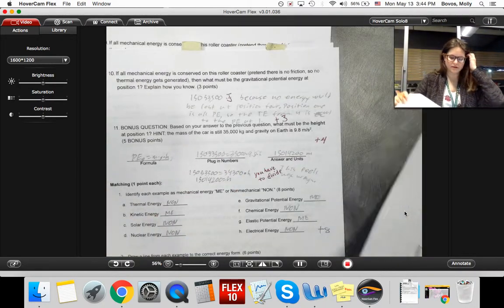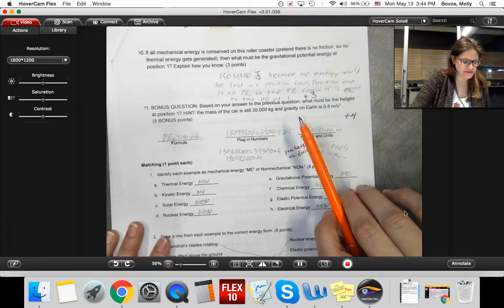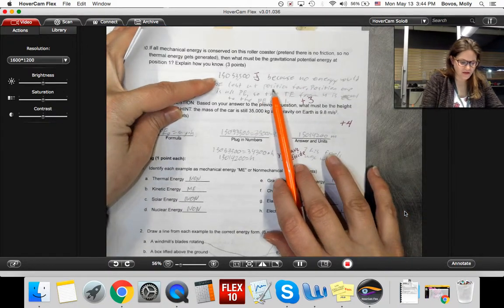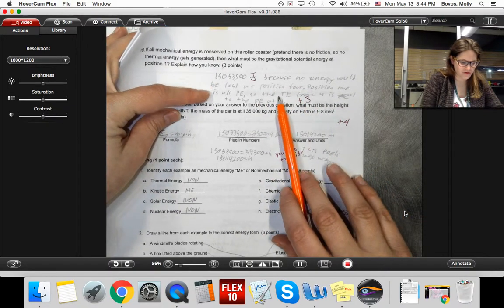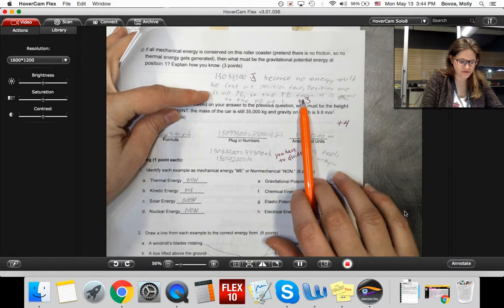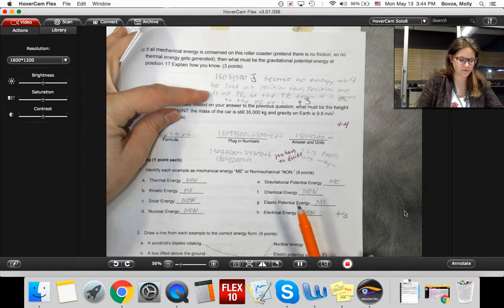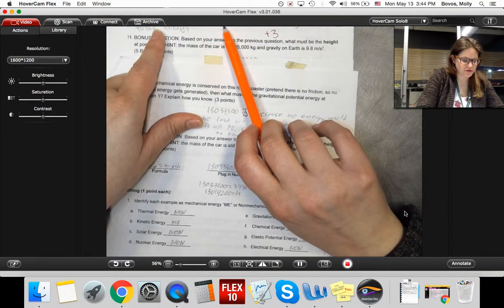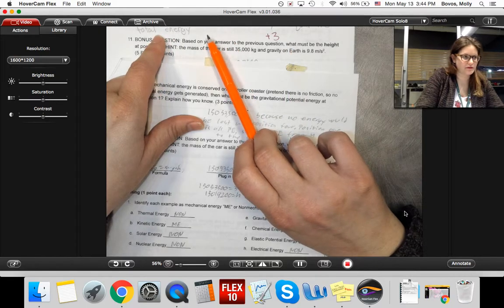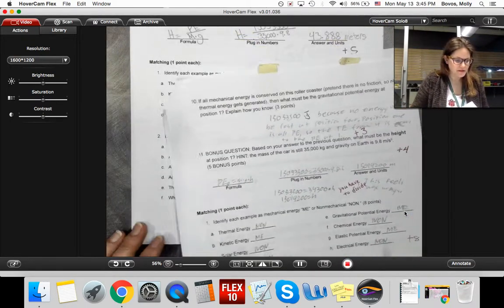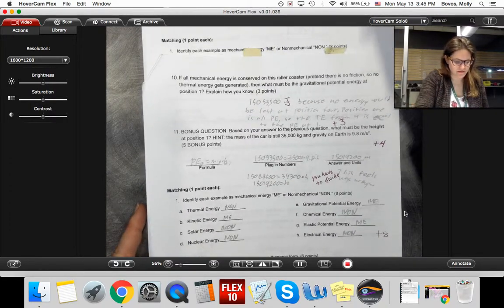Okay, so good response that I got on number 10. No energy would be lost at position 4. So position 1 is all equal to PE, so the total energy from 4 is equal to the PE at 1. Energy is neither created nor destroyed, so it will always equal the total energy. So that's what's going on in that first question.